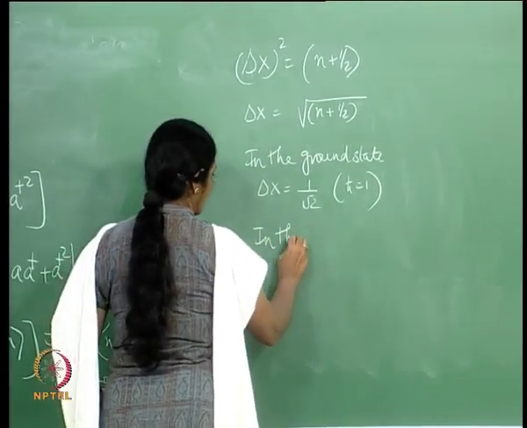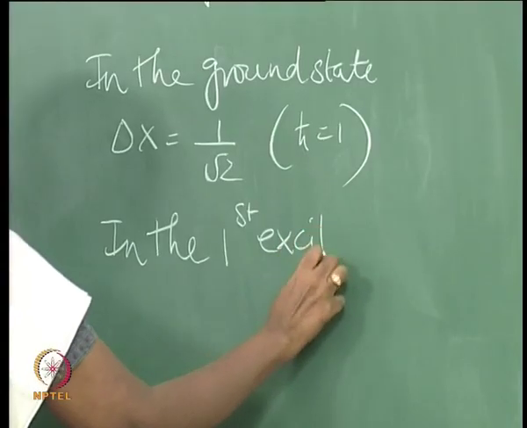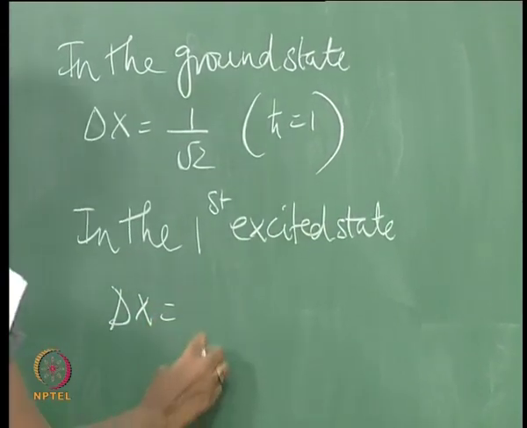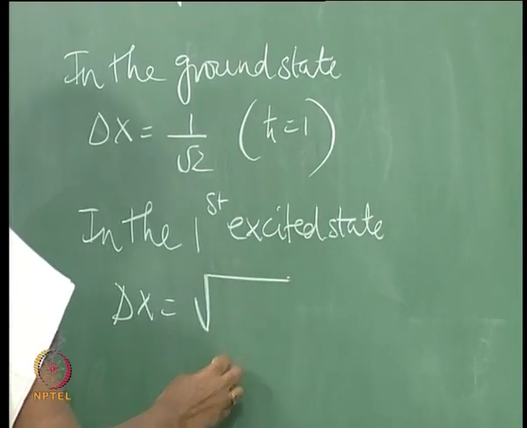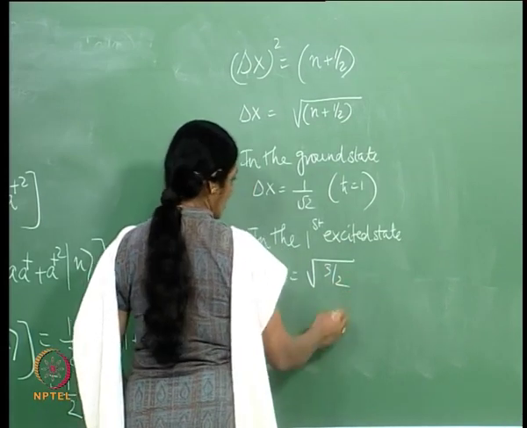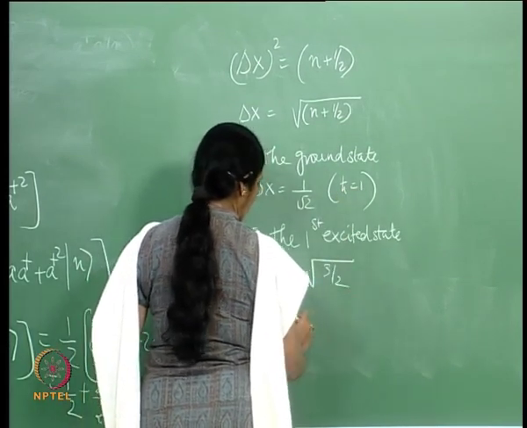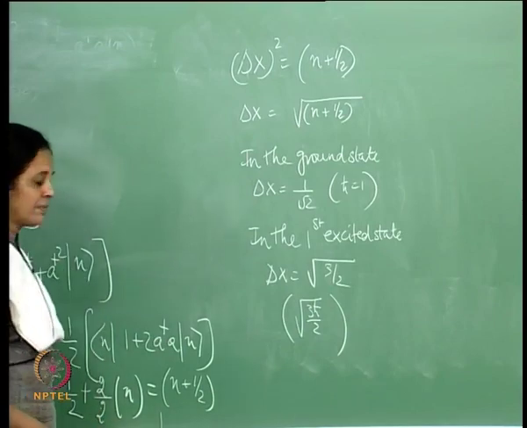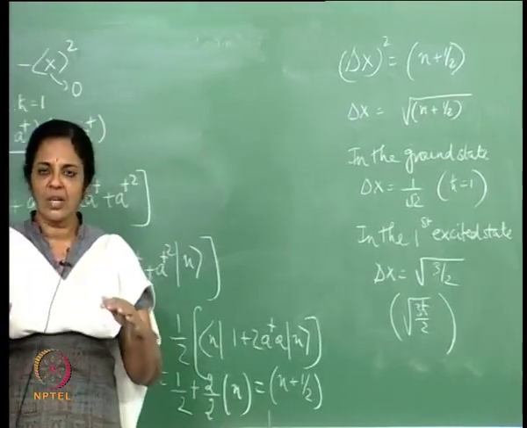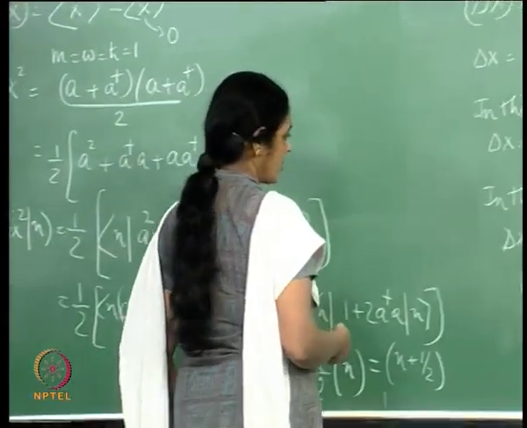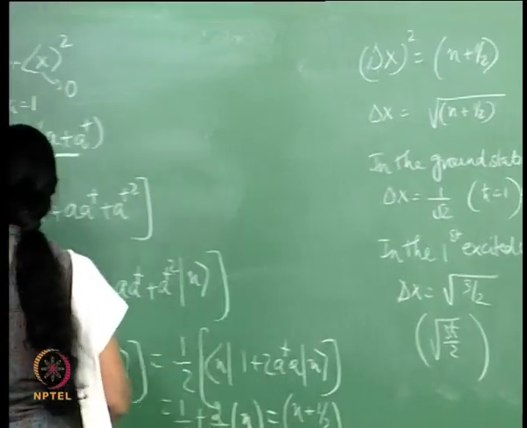So, in the first excited state, delta x is equal to root of 3 by 2, again in units of h cross equals 1, and therefore, if I put back the h cross, it is root of 3 h cross by 2, and so on. So, you have the ground state which is a minimum uncertainty, and delta x keeps increasing as the state label increases. Now, let us look at delta p. Once more I use the same procedure.